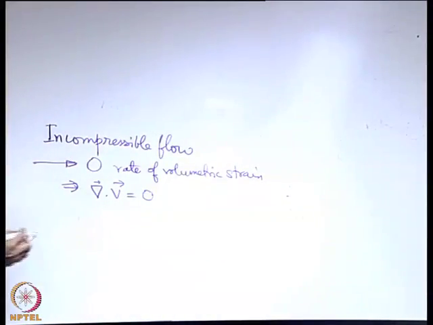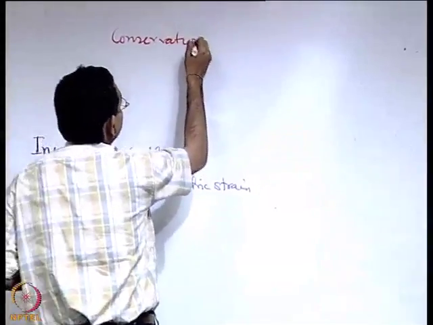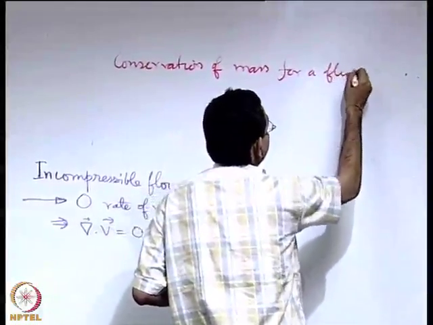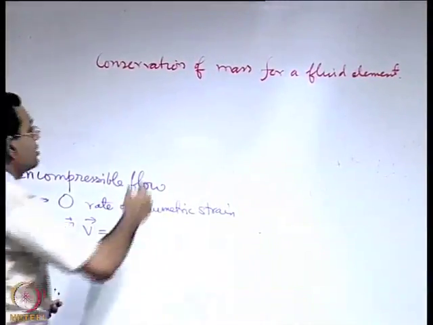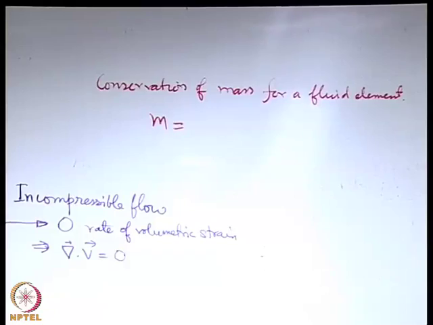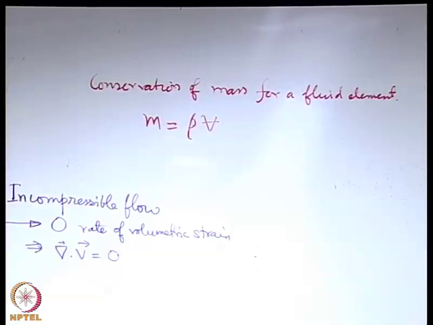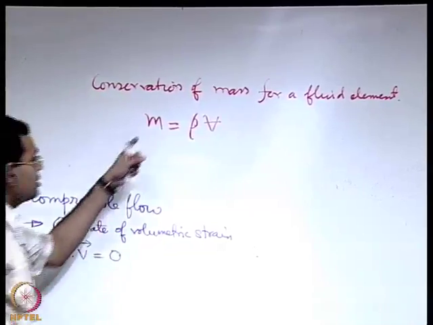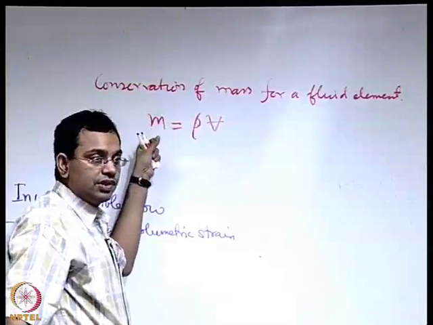To understand how it does, let us try to write an expression for conservation of mass of the fluid element. So, we will now write conservation of mass for a fluid element. Let us say that m is the mass of a fluid element. You can express it in terms of the density and the volume. Let us say that rho is the density and v is the volume. Since the mass of a fluid element is conserved, there will be 0 rate of change of mass.